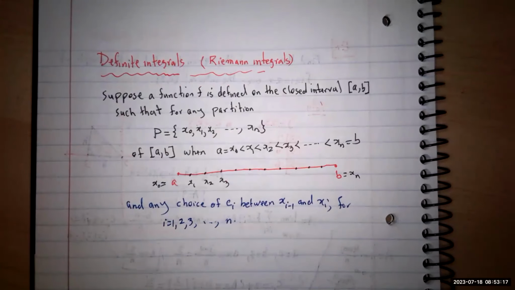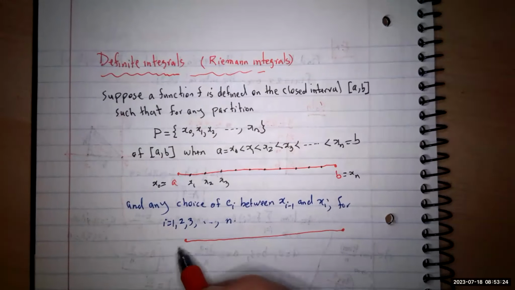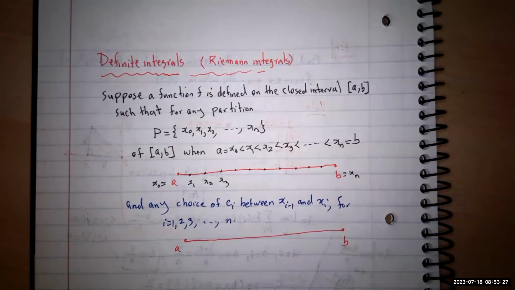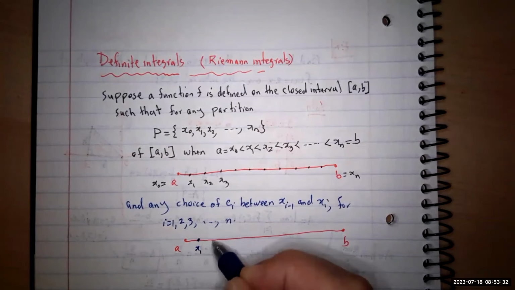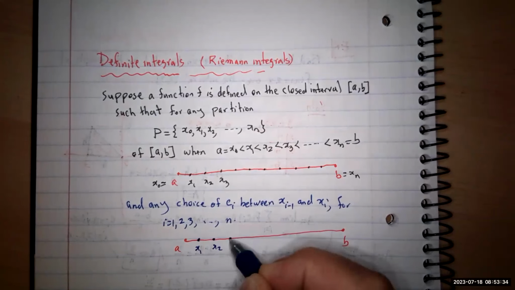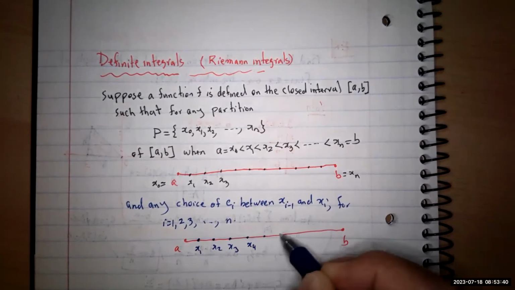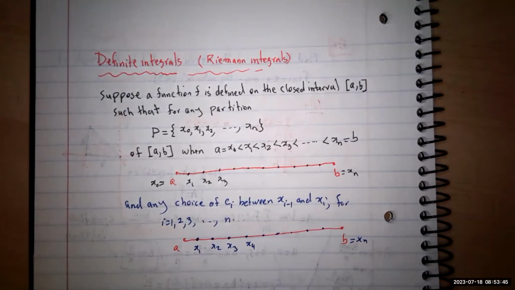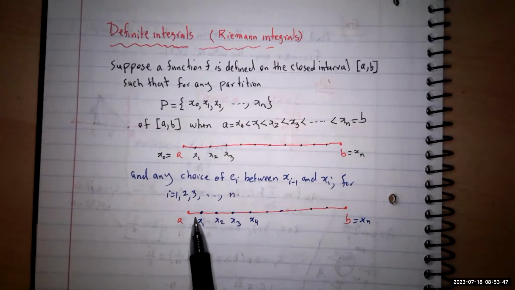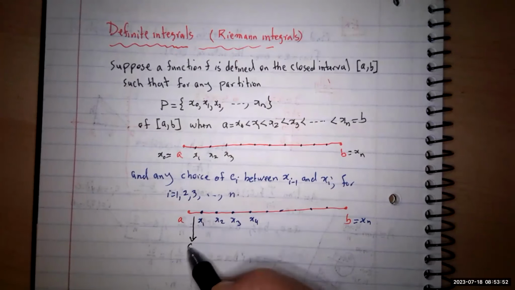Okay, so what did I do? I've already got a and b, and these are the partition points you have: x1, x2, x3, x4, continuing up to xn. So what I'm going to do, as we did for the other one, is go to the first subinterval. I pick one c. I call this one c1.